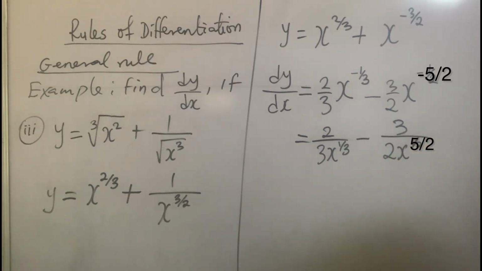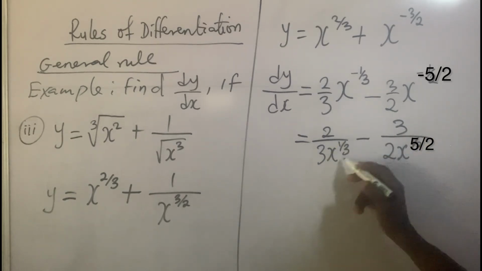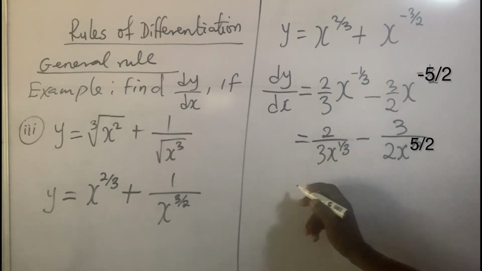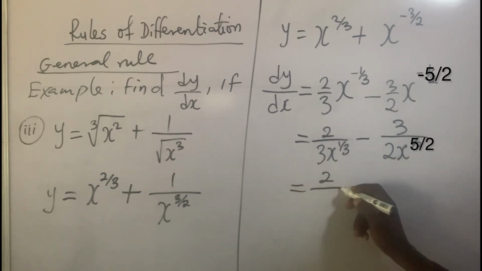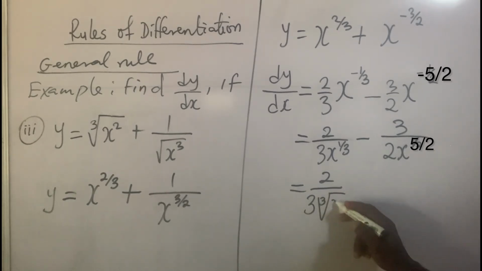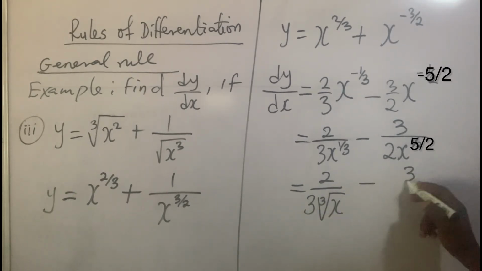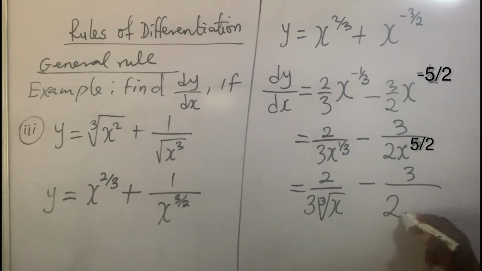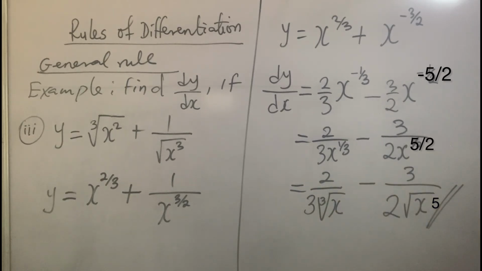If you simplify this further, we can reverse the root. x raised to power 1 over 3 can become 2 over 3 cube root of x, minus 3 over 2 square root of x raised to power 5. This will be our answer for the differentiation.